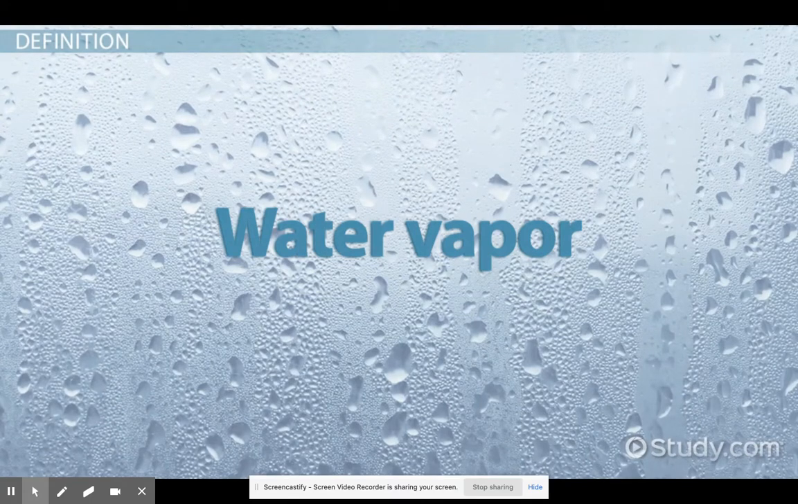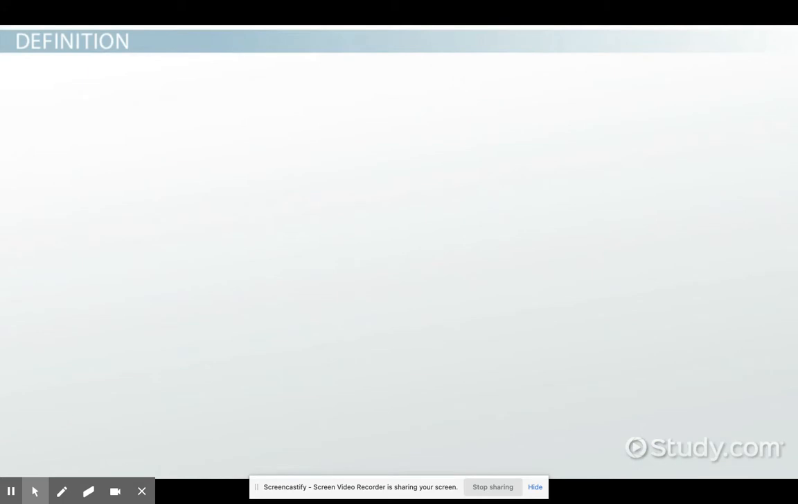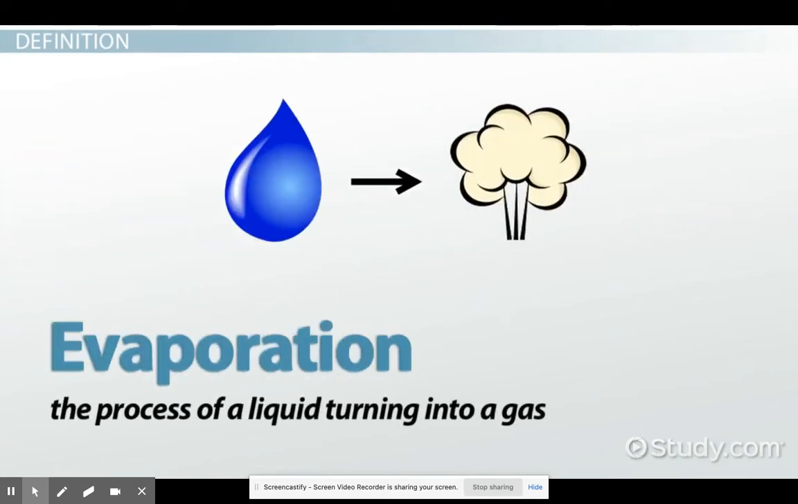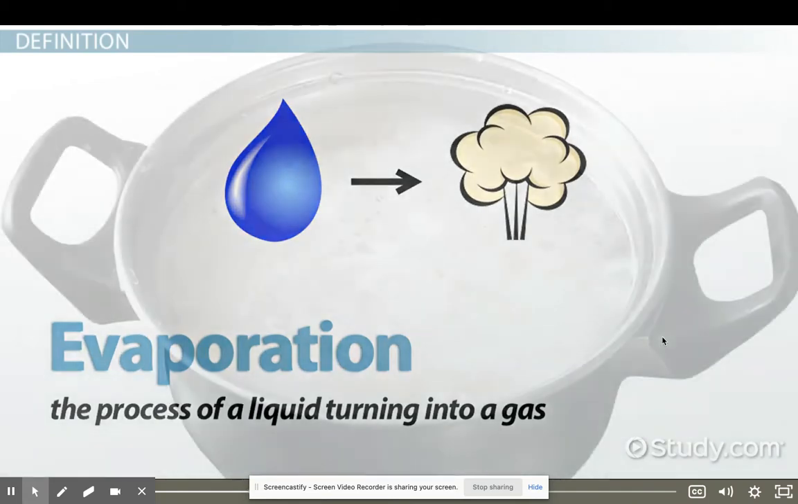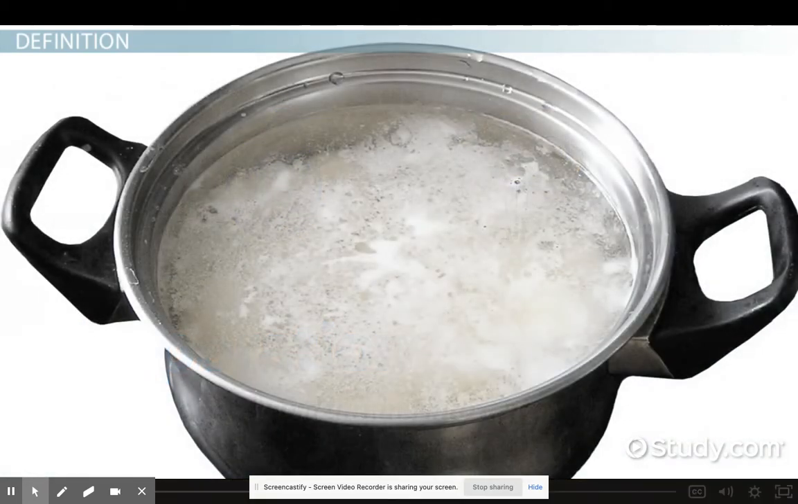You can also think of condensation in terms of being the opposite of evaporation, or the process of a liquid turning into a gas. This happens when a pot of water is boiled on the stove. The steam, another form of water vapor, and bubbles you see in the boiling pot of water are evidence of the liquid being changed into gas.